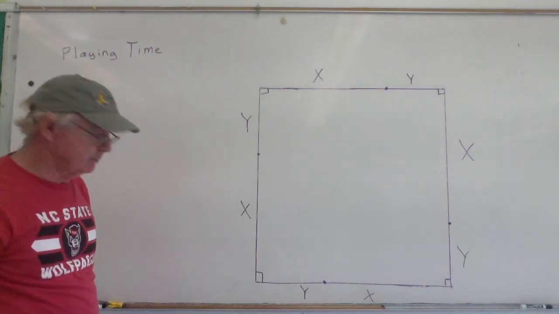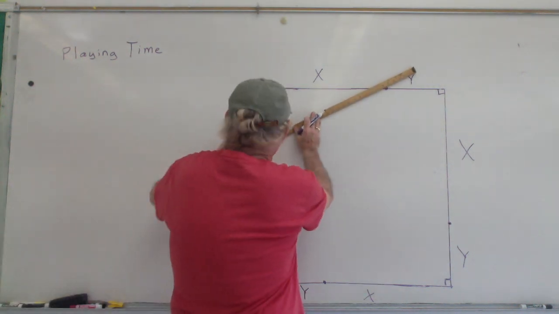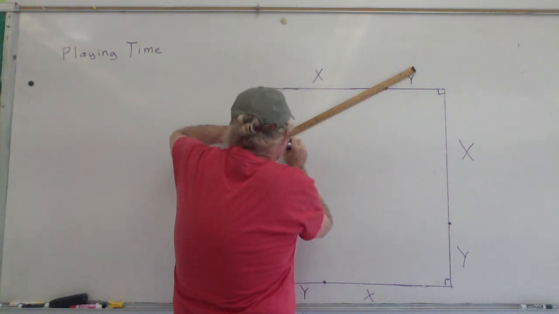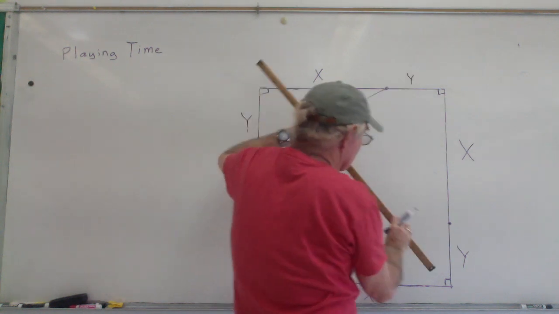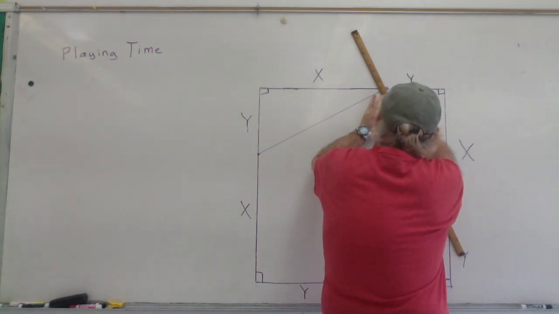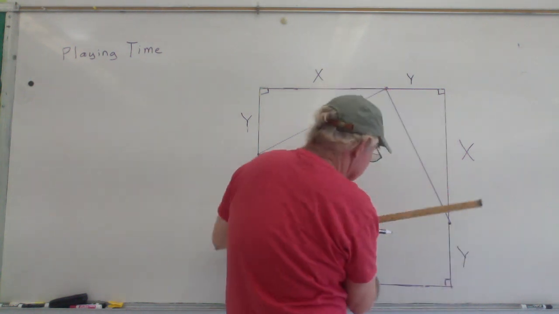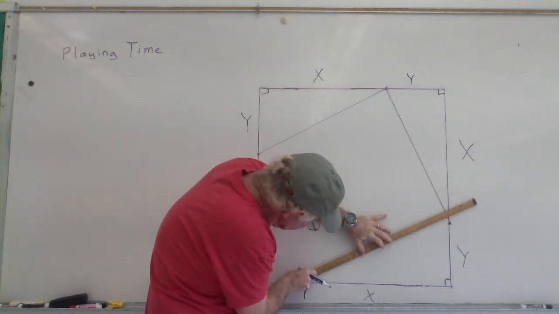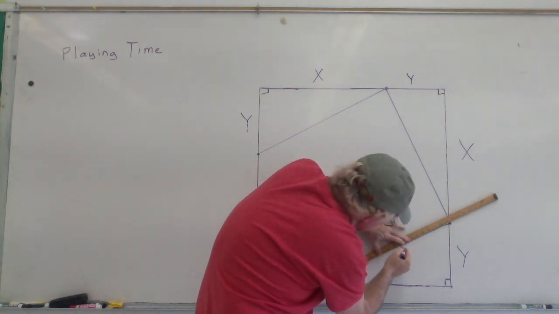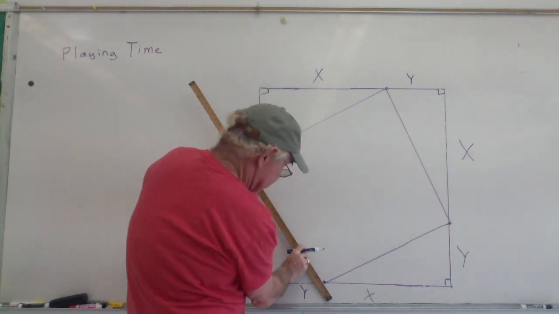right triangles. So what we would do is we would connect these 2 points into a right triangle. And these 2 points into a right triangle. Likewise, these 2. And finally, these 2.